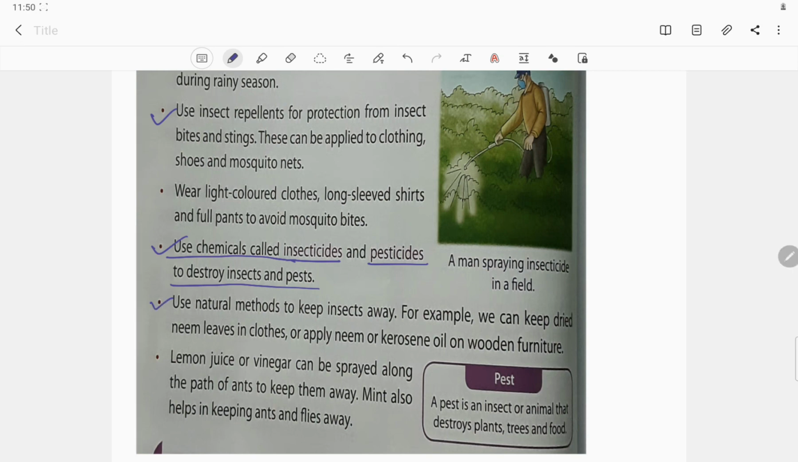And some natural methods to keep insects away. For example, we can keep dried neem leaves in clothes or apply neem or kerosene oil in wooden furniture. Lemon juice or vinegar can be spread along the path of ants to keep them away, and mint leaves also help in keeping ants and flies away, right?